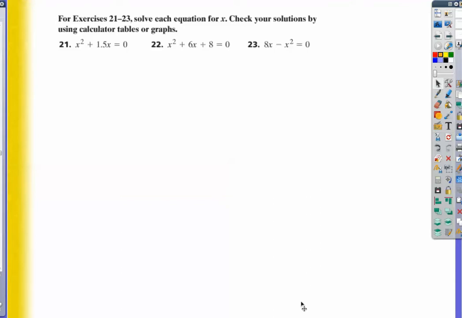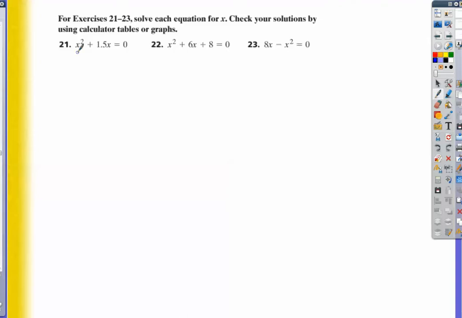For problems 21 through 23, we're just being asked to solve. And you know that a solution to a quadratic is going to be its x-intercepts. And its x-intercepts can only be found if I have a quadratic in factored form and equal to 0. All of these problems are equal to 0, but none of them are factored. So let's just go ahead and factor the first one. Let's just factor all of them, really.